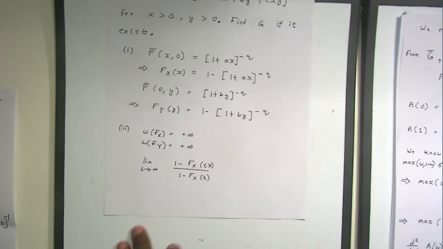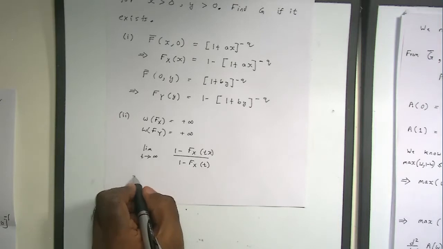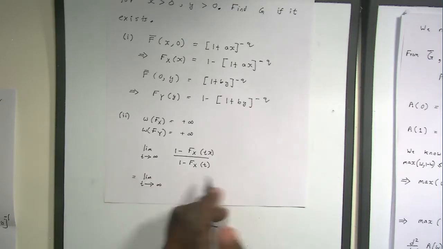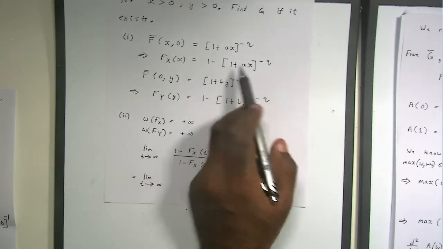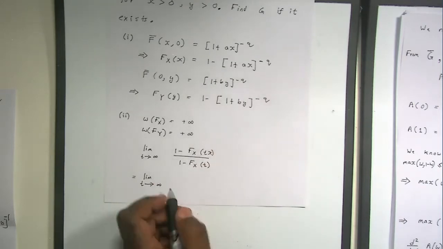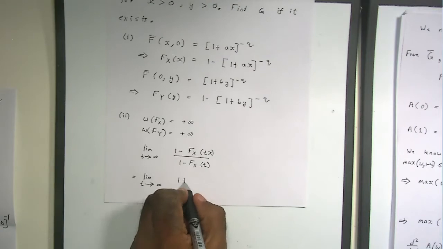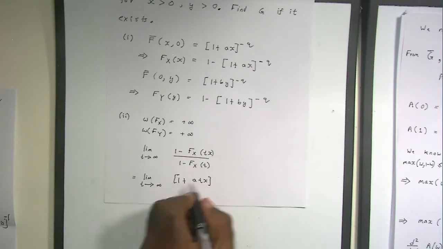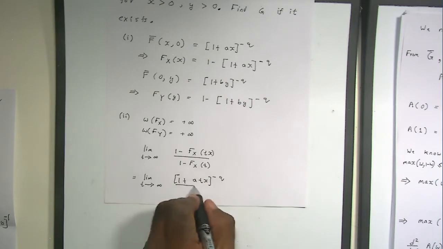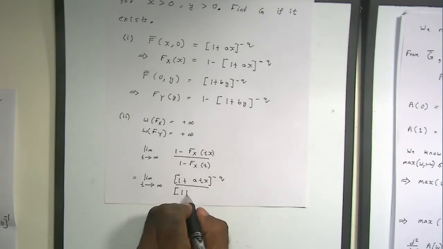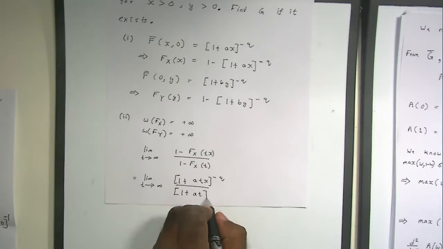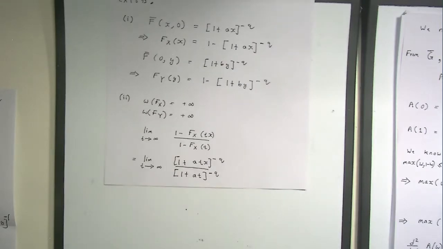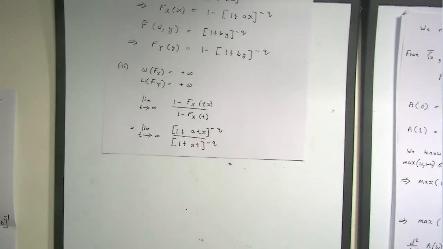Okay, so this will be the limit. Now, we know this is the CDF, right? So if you put it here, guys, you get 1 plus a. Now how do you find the limit of this, guys?